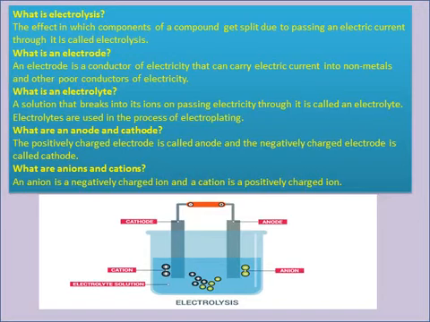What are anions and cations? An anion is a negatively charged ion and a cation is a positively charged ion. So these are the various terms you have to learn in the process of electrolysis. When you are learning, just see the diagram and mark. If it is a cathode, see in the diagram where the cathode is.